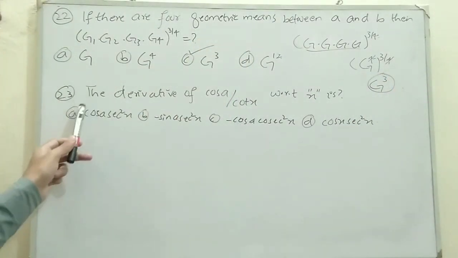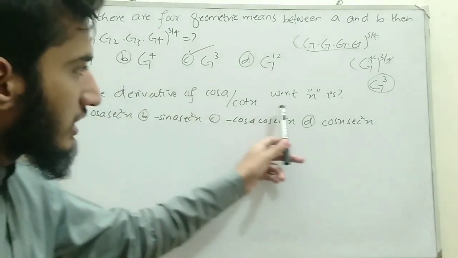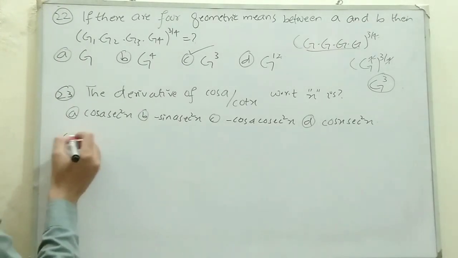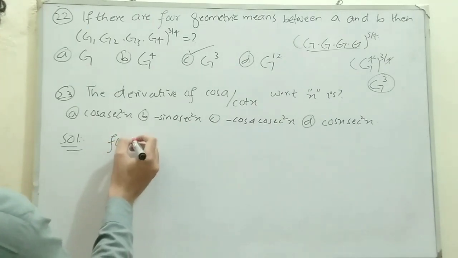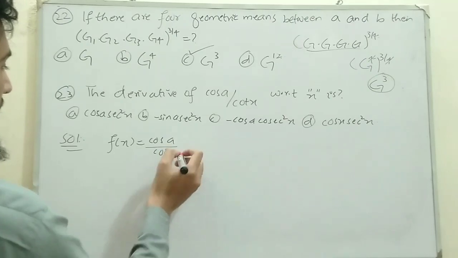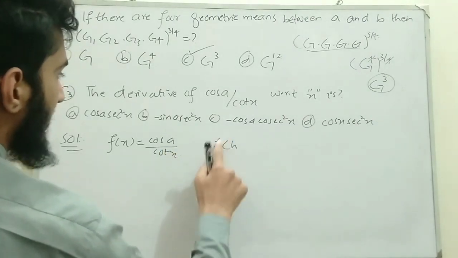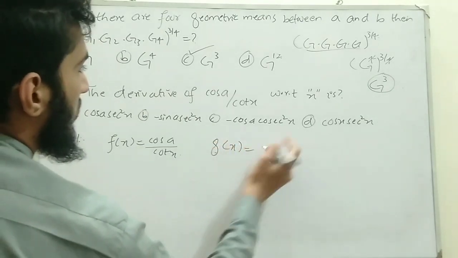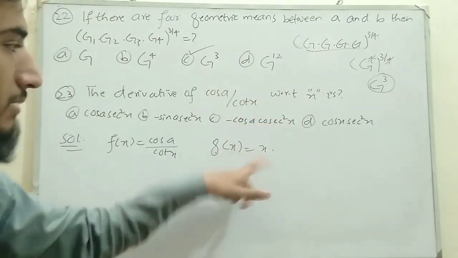Now move toward MCQ number 23. It tells that the derivative of cos A divided by cotangent x with respect to x will be one of the 4 options given. Moving towards the solution, we have a function given, cos A divided by cotangent x. And another function is given, let's suppose g of x is equal to x. We have to find the derivative of the first function with respect to the second function g of x.